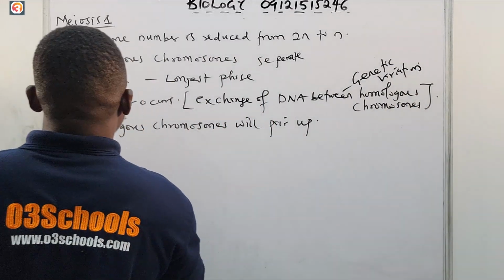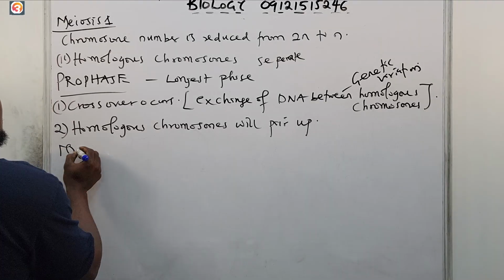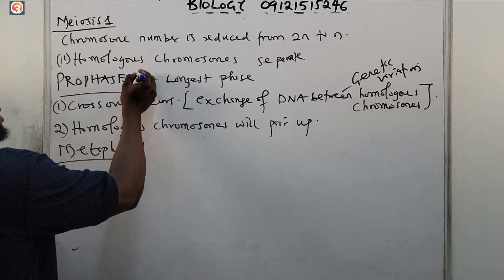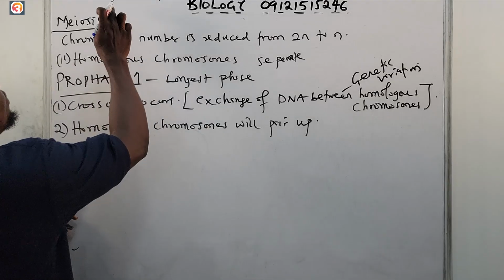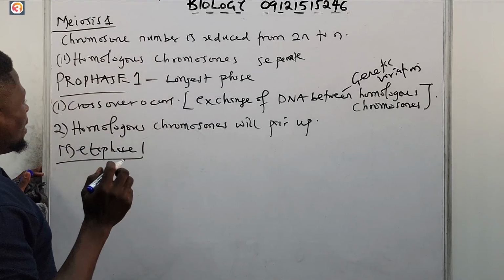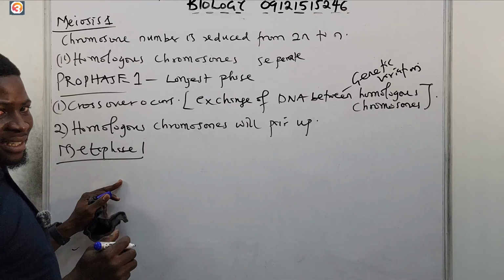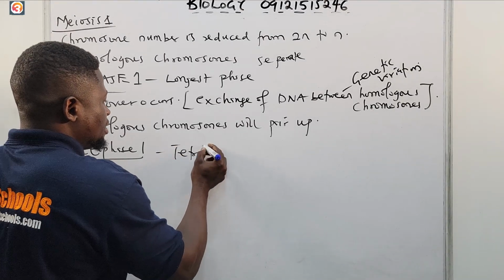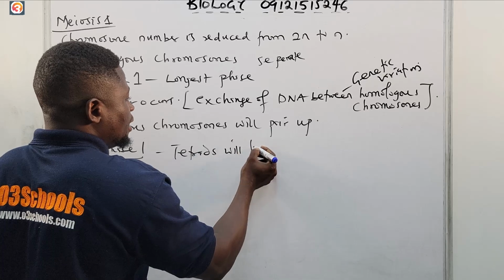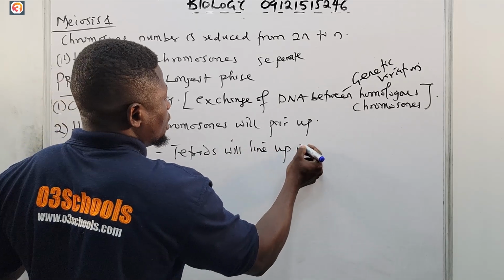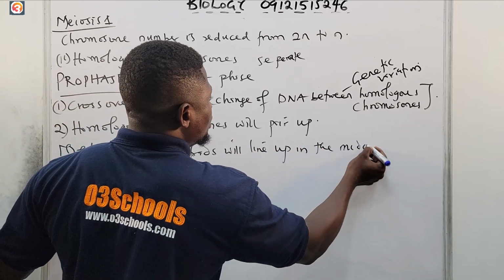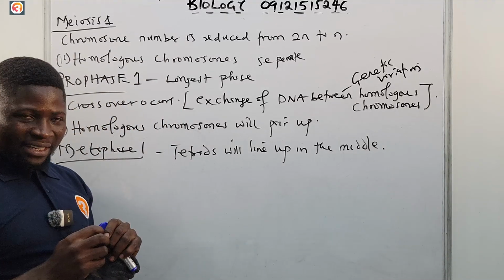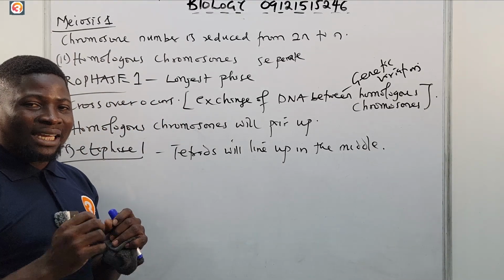and that will now take us to the next phase, which is the metaphase. Metaphase 1. Please know that this is prophase 1, this is meiosis 1. And what happens in metaphase 1 is that tetrads will line up in the middle. This is the only thing that happens in the metaphase.